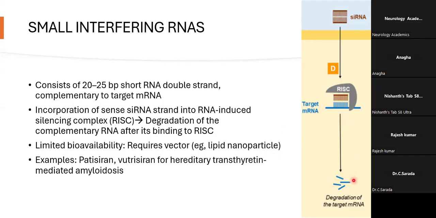And hence it inhibits the expression of this mutant gene. The disadvantage is that they have limited bioavailability and require a vector for transmission. Examples include patisiran and vutrisiran, which are used for hereditary transthyretin-mediated amyloidosis.